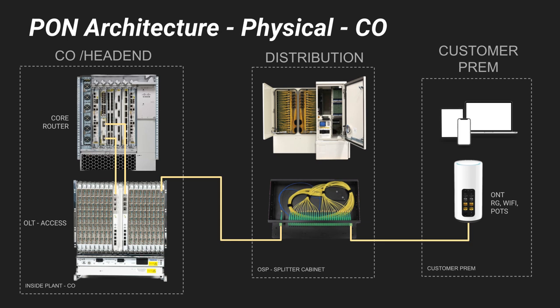From the CO or the head end, you'd run whatever made sense from an outside plant perspective, whether it's 12, 24, 48, maybe even 144 count fiber. And sometimes they do it in a ring, so you'd have redundant feeds to a splitter cabinet. It all depends on geography, budget, planning, et cetera. But the point is to light a splitter cabinet and fan out even further.